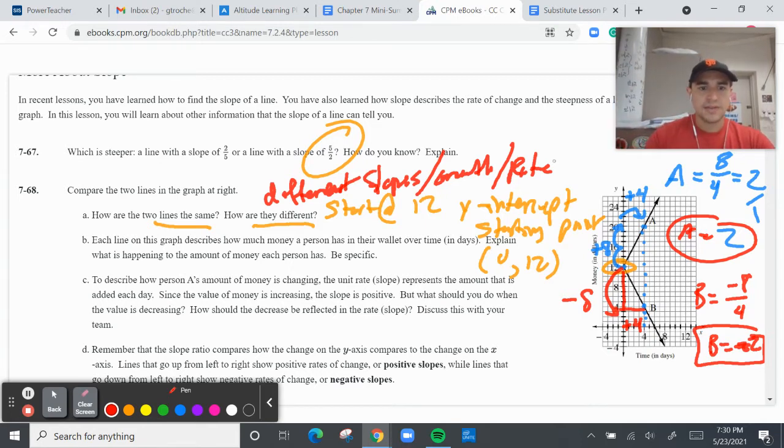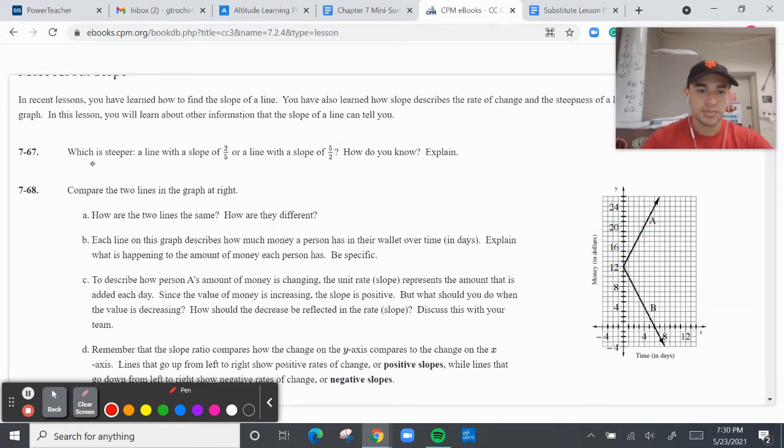Each line on this graph describes how much money a person has in their wallet over time. Well, I like money. I like me some money. So let's talk about some money. Let's use green. Explain what has happened to the amount of money each person has. Be specific. So in terms of the context, money for A is going positive.